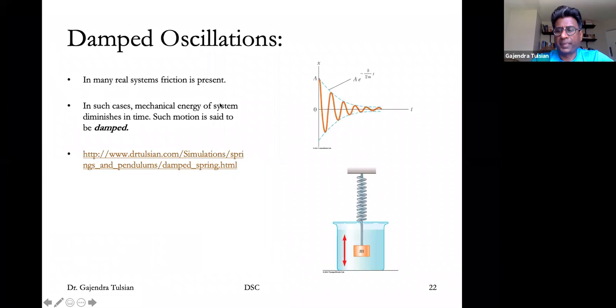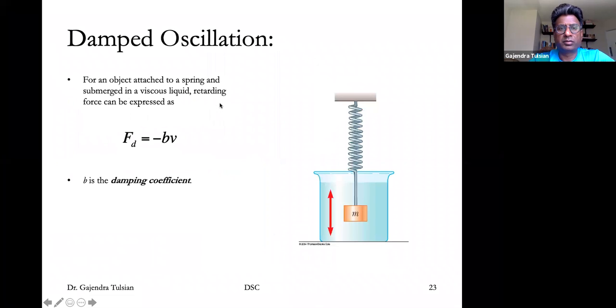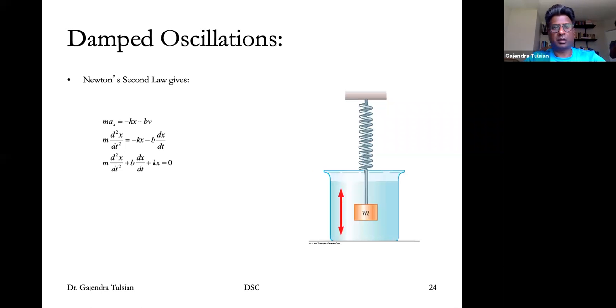Here's a way to model it. This is the drag force, or the damping force, and we'll model the damping force, the friction force, as proportional to the velocity. The proportionality constant is the damping coefficient, and it's called b. So let's model this now.